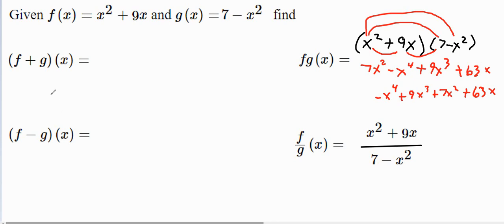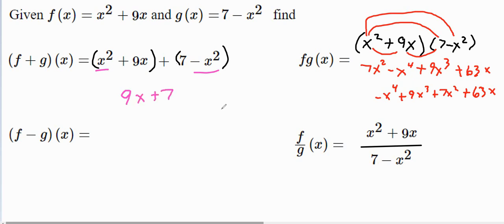Now for f plus g, we may want to write this with parentheses. And the parentheses are just for emphasis. So when I combine like terms, x squared and a negative x squared make 0. So that kind of goes away. And then we're just left with 9x plus 7 as our answer.